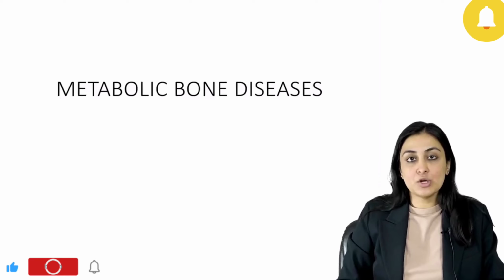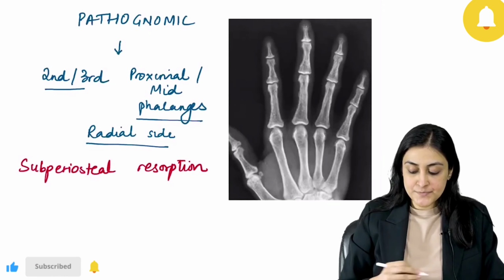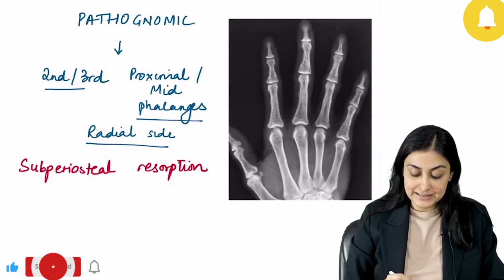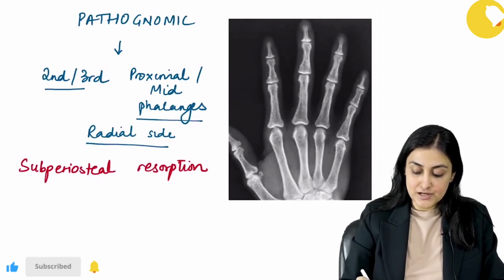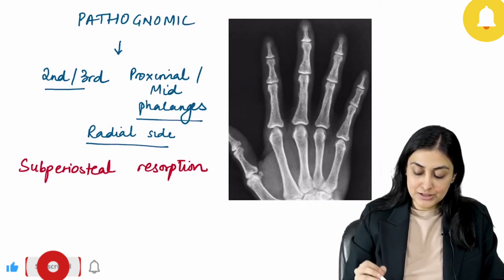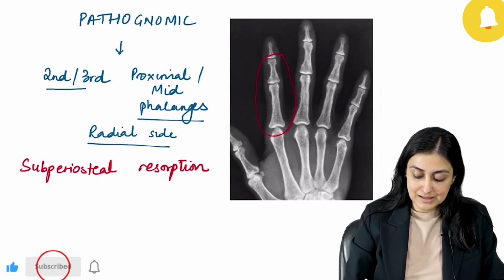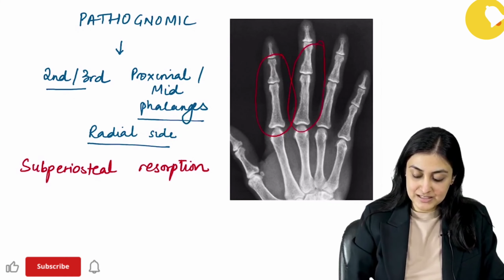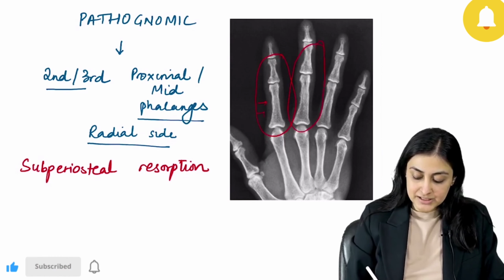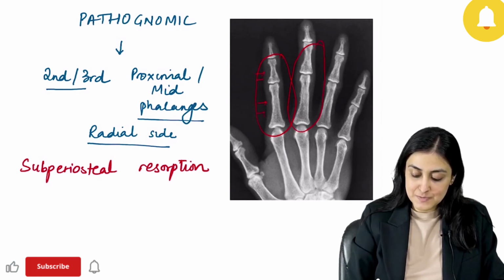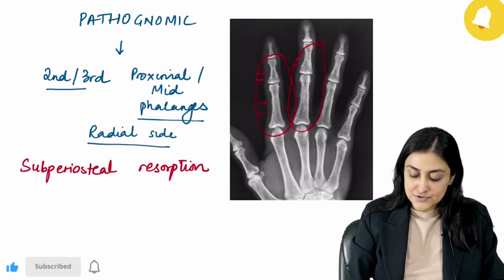Now talking about the metabolic bone diseases group of disorders. So the first disease wherein we are finding the pathognomonic feature here. So what do we have? So here you can notice that the second and third proximal and the distal phalanges, can you see here? Predominantly in the radial aspect, near the thumb, the radial aspect, you are finding that there are these resorptions.